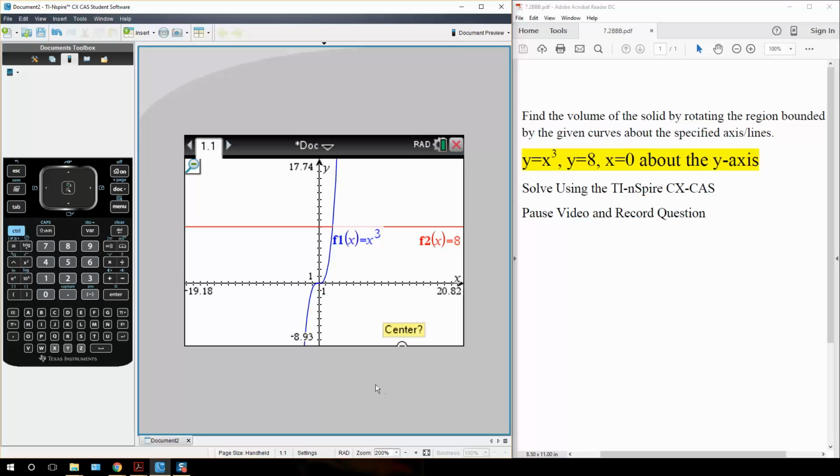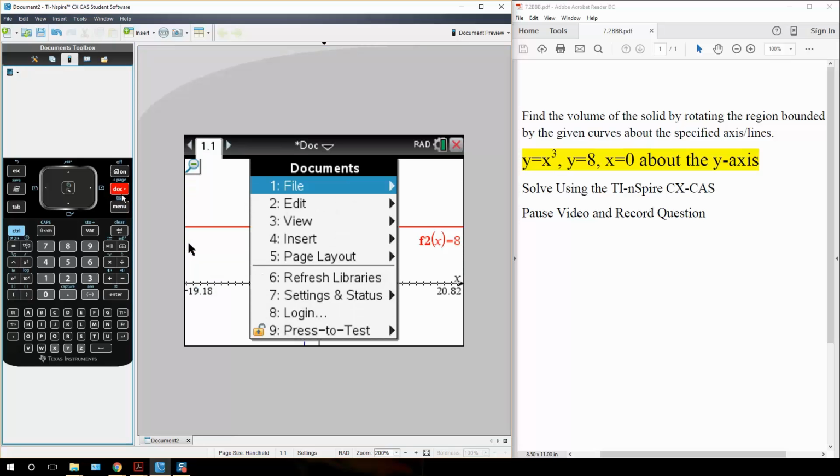And now we know the question is talking about the y-axis, so we know we're going to solve this question in terms of dy. Once we know the general shape and have a general understanding of how we're rotating, we're going to rotate about the y-axis like this. So now we simply use integrals.